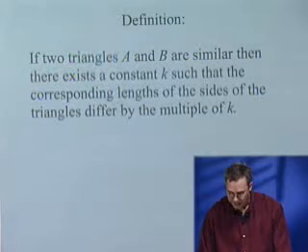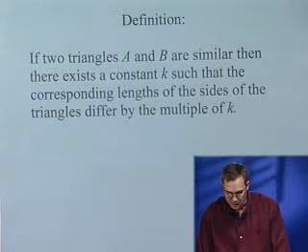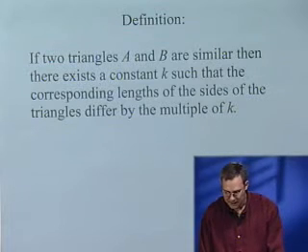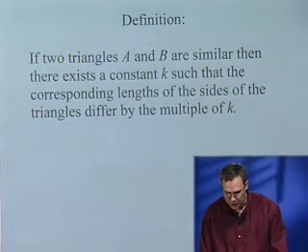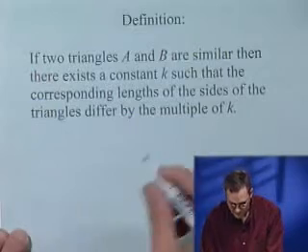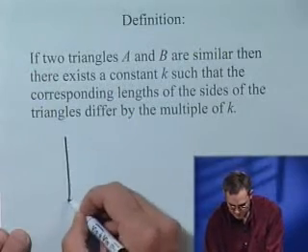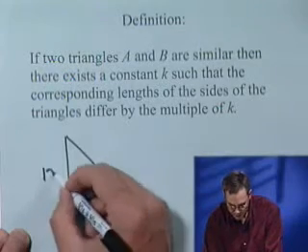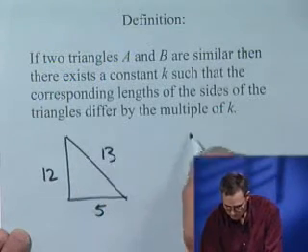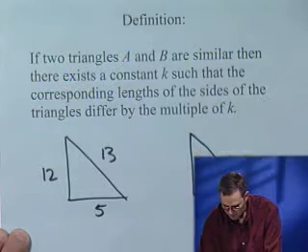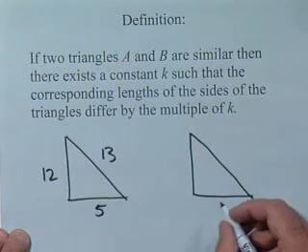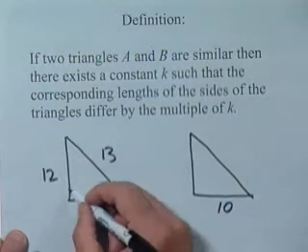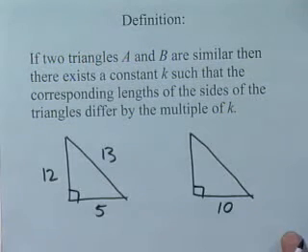Two triangles A and B, if two triangles A and B are similar, then there exists a constant K such that the corresponding lengths of the sides of the triangle differ by a multiple of K. For example, we did something like this. It might not be exactly the one we did, but I think from the previous lecture we did something like, let's just say this was 10. This isn't exactly the same problem we did, but it's close.